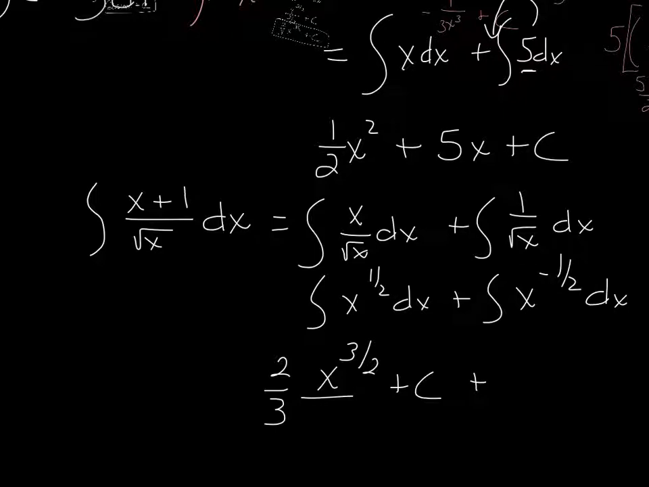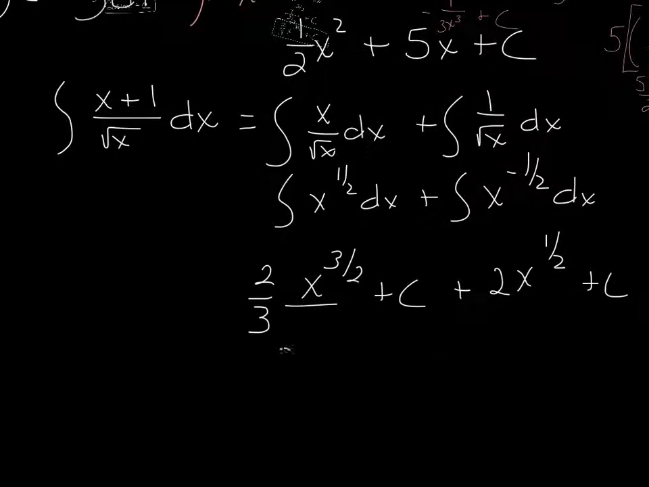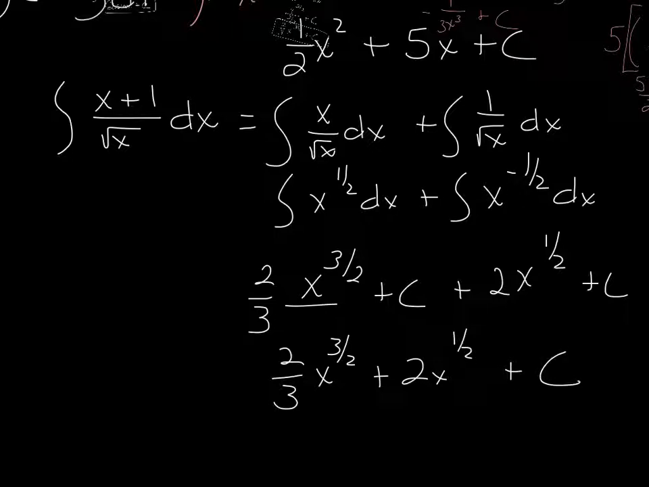Negative 1/2 plus 1 is 1/2, over 1/2, which is 2. So your answer is 2/3 x to the 3/2 plus 2x to the 1/2 plus c, because one constant plus another constant is just c. You don't have to add the two C's. I just didn't want you to forget that if you didn't have that second part, you'd need it.